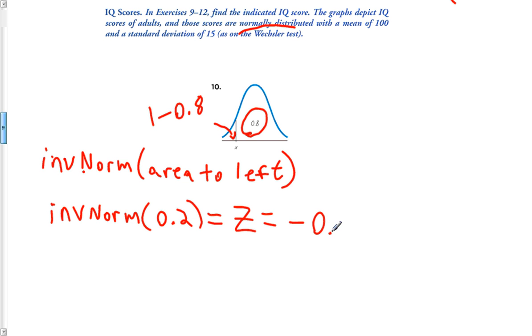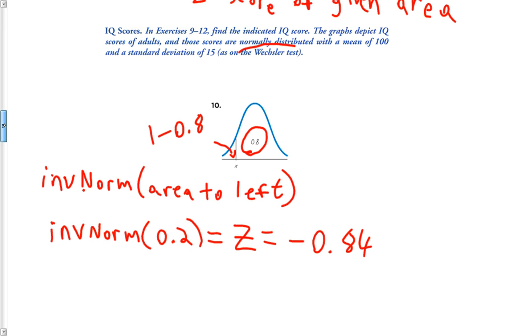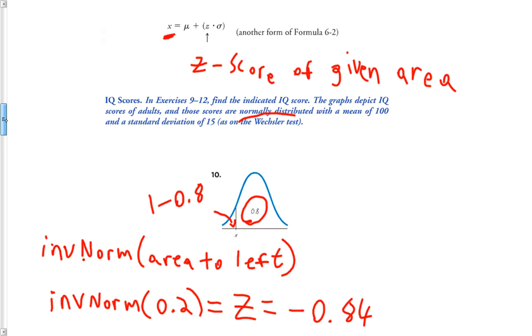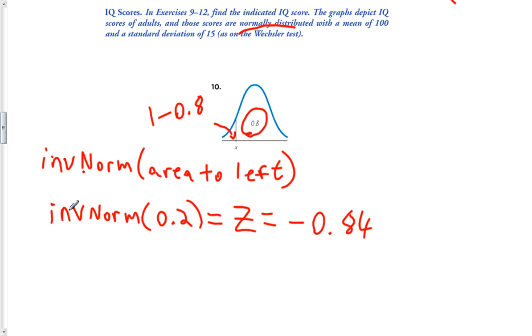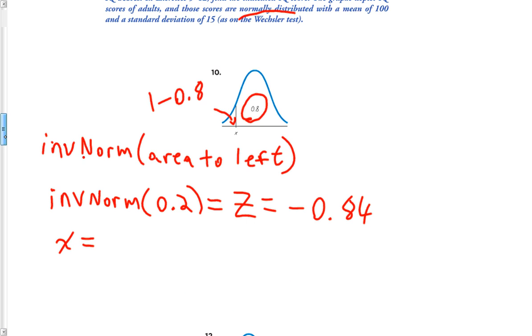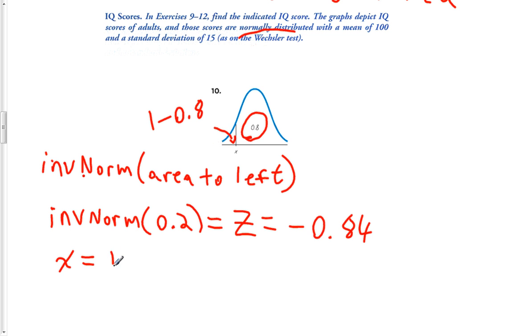Negative 0.84. That's the z-score in question. And now we're going to use the z-score of this given area to find the x value, or the IQ score, using this formula. So x, the IQ score we're looking for, is going to be equal to, first we take mu, which is 100, and then we add to it this given z-score, negative 0.84, times the standard deviation, which in this case is 15.